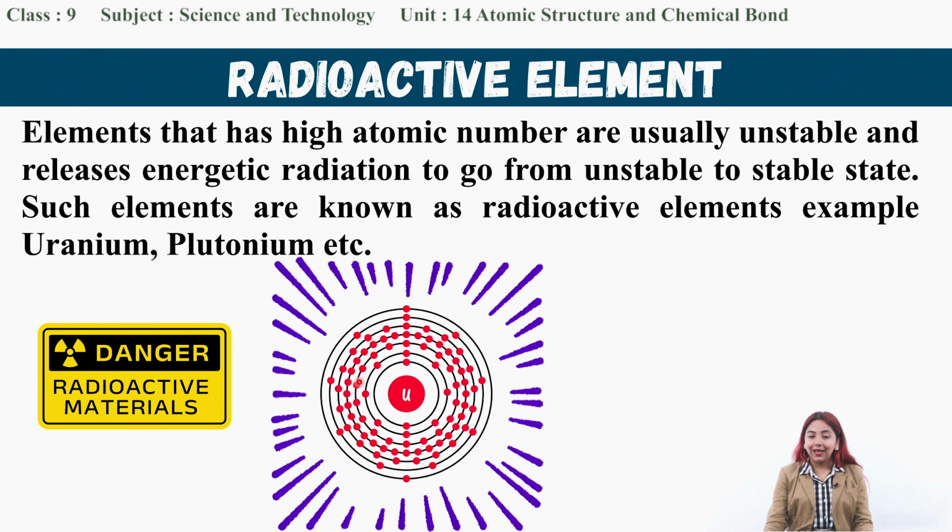Now here you can see the atomic structure of uranium. You can see how large this atomic structure is. And this uranium is also a radioactive element, and it has a very high atomic number, and it is unstable, and it releases harmful radiation.